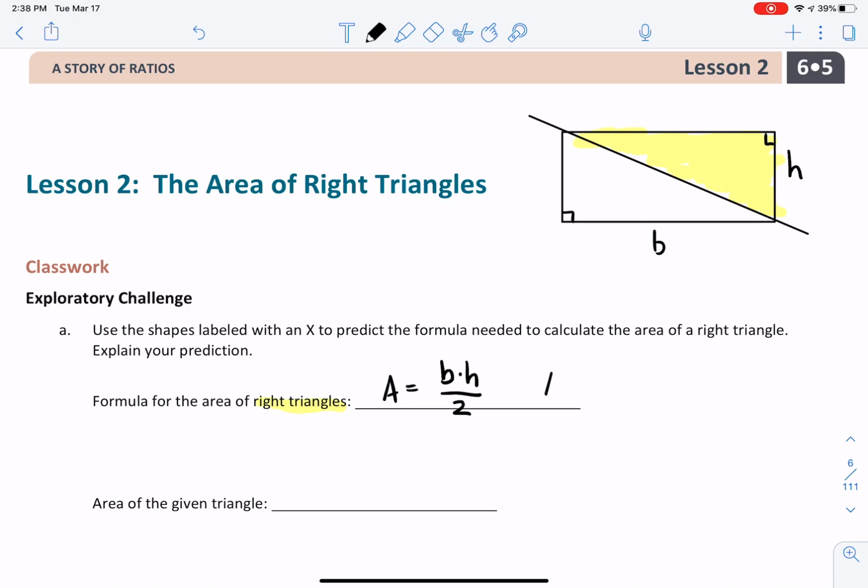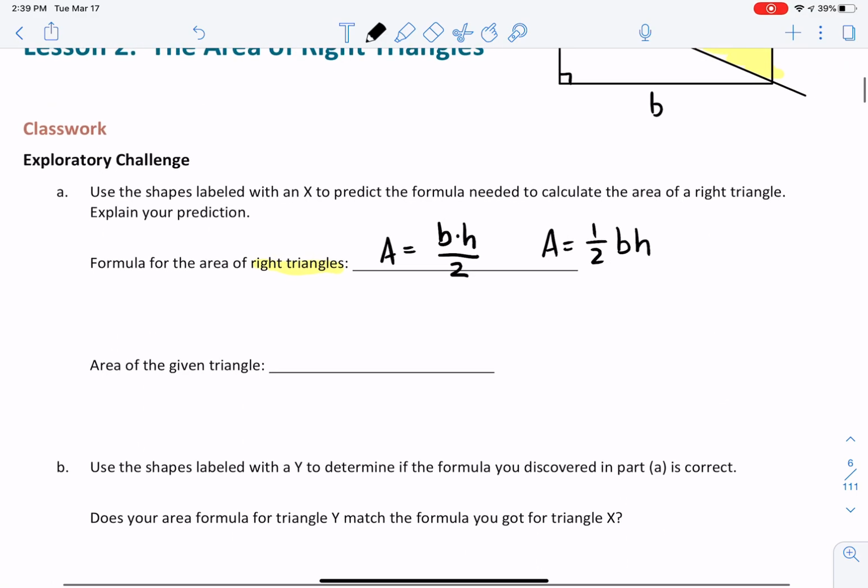You might also see it written like this, which represents the same thing. Half of whatever your base times your height is. So base times height divided by 2, which is the same thing as 1/2 of base times height. So the area of any triangle is going to be those.